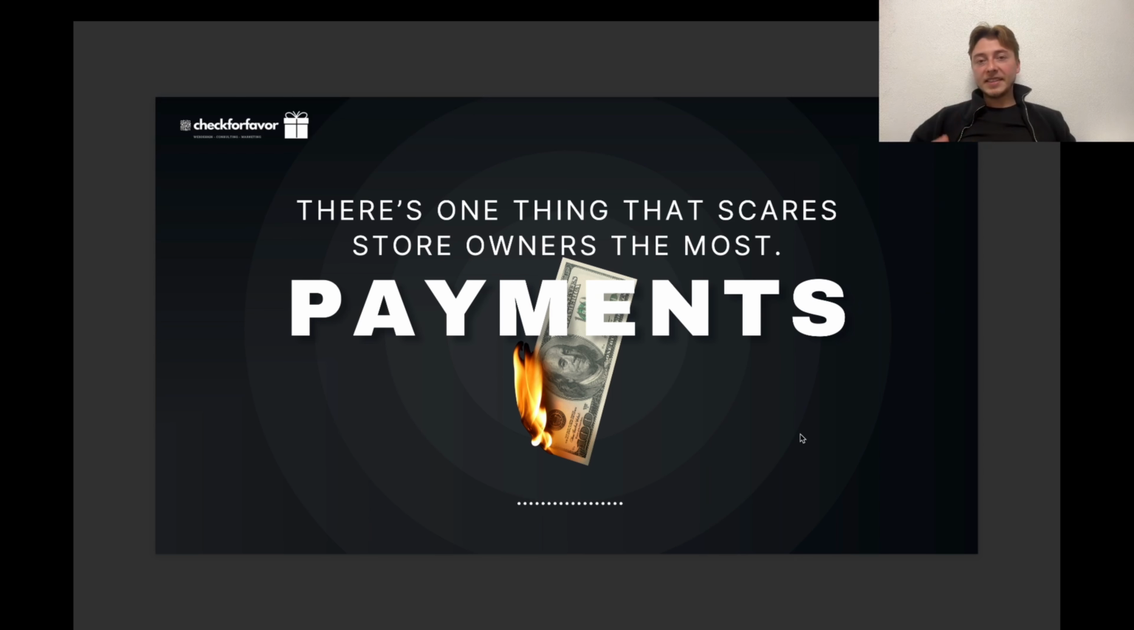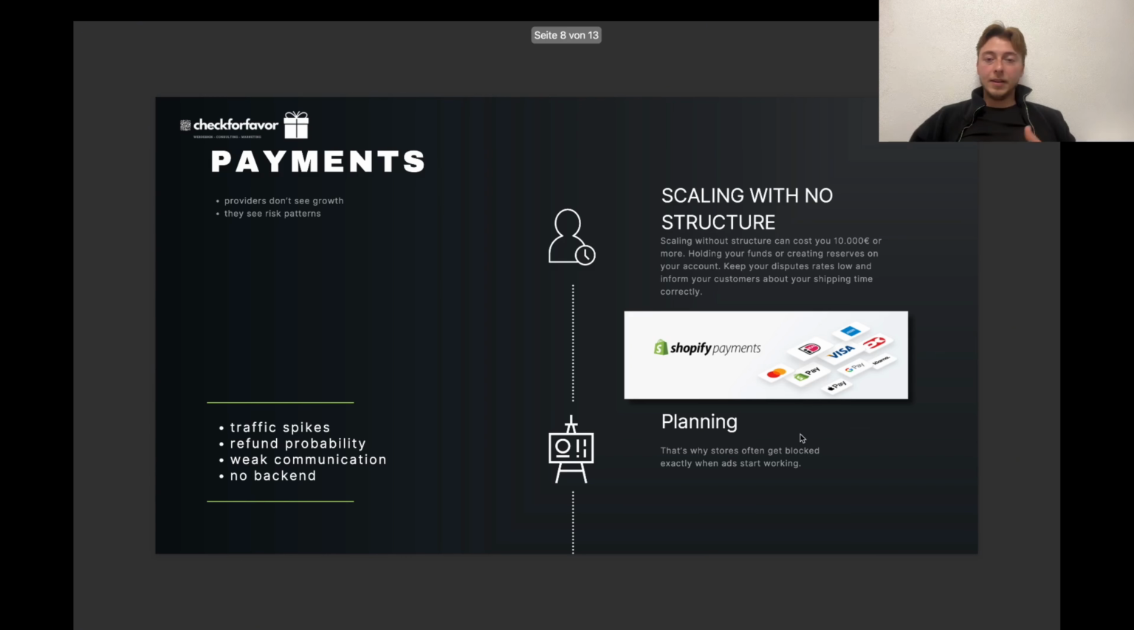There's one thing that scares store owners the most. It's payments. All right? If you ever heard about this, "Yo, Shopify banned my account, Shopify did this, Shopify did that." It's literally because you're not communicating well or your product is just bad. You know, you're doing a mistake. And as you know, dropshipping is a high risk business, but it still doesn't mean that it doesn't work. Okay, I still do it every day. I still have a couple of stores live and it still works.